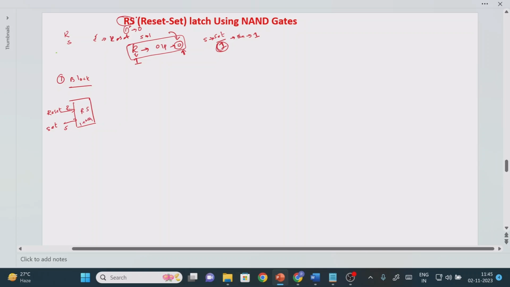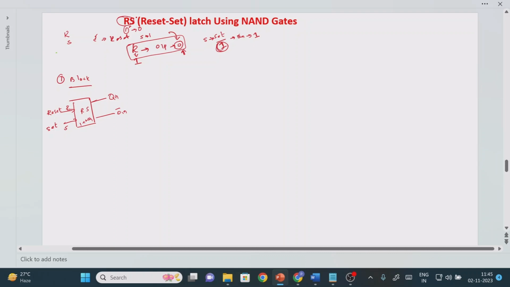If you take any memory element, we may have 2 outputs. One is the normal output, let me take Qn. Another one is the complemented output, Qn bar. Here we need to understand that we have the 2 inputs.